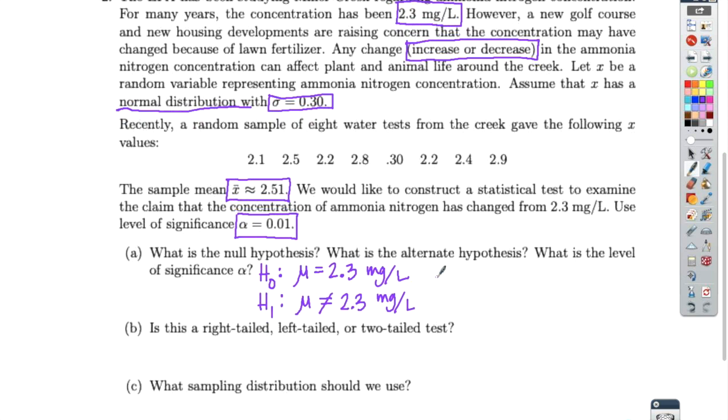And the level of significance on this one is 0.01. So alpha equals 0.01. Again, they just have to give this to you in the problem, so you never have to come up with this value. They'll just hand it to you.